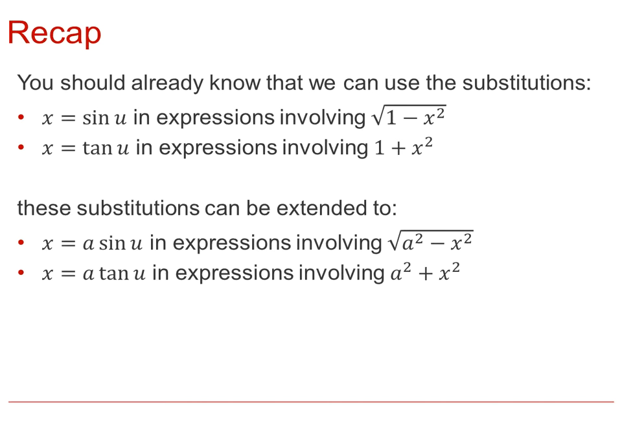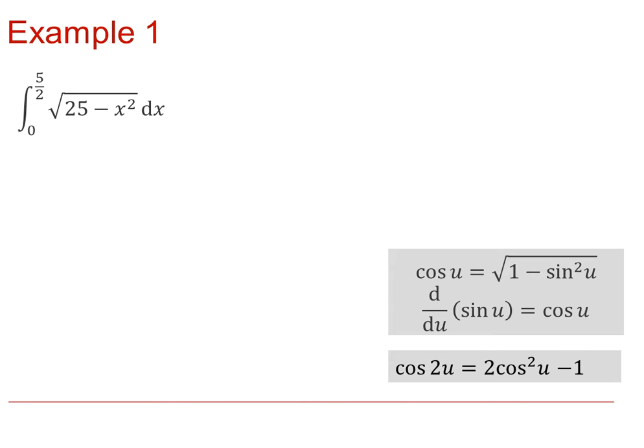These substitutions can now be extended to x equals a sin u for expressions with the square root of a squared minus x squared, or x equals a tan u for expressions with a squared plus x squared. In this example, we'll notice that the integral is of the form square root of a squared minus x squared, where a equals 5. Therefore, we'll choose to use x equals 5 sin u as a substitution.